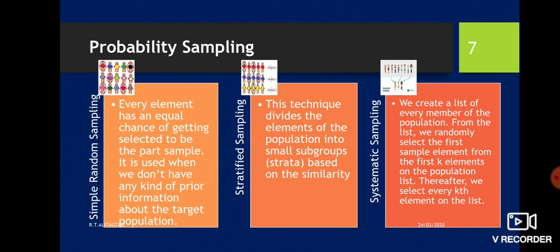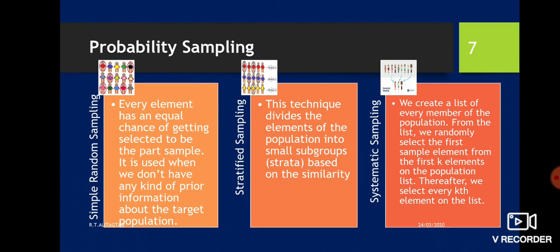Next is stratified sampling. This technique divides the elements of the population into small subgroups, which is called strata, based on the similarity. Okay, for example, you wanted to know what are the characteristics of individuals who are affected by COVID-19 in Metro Manila.